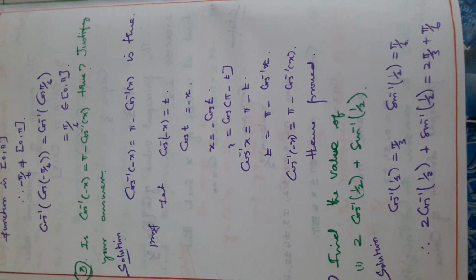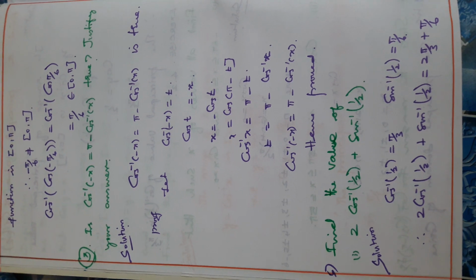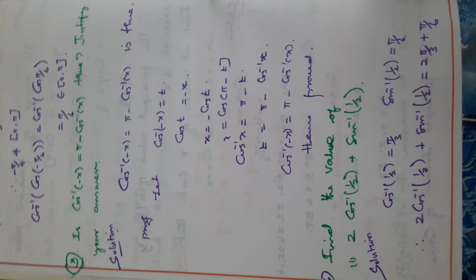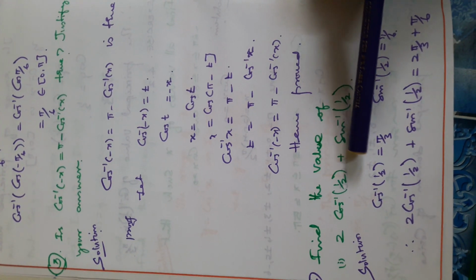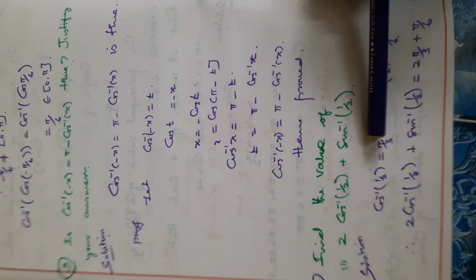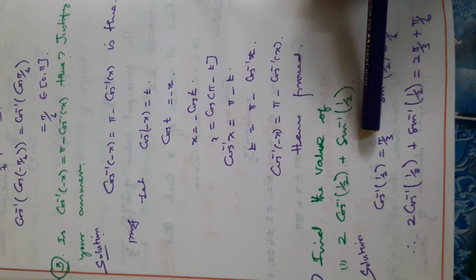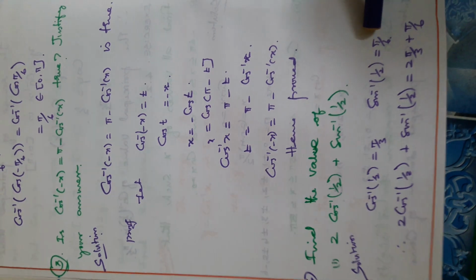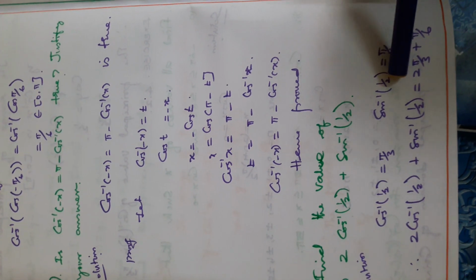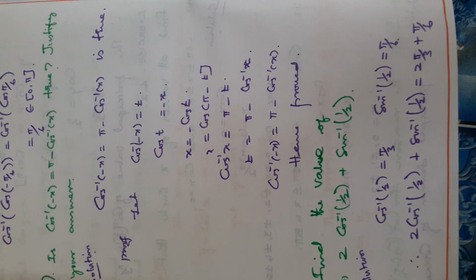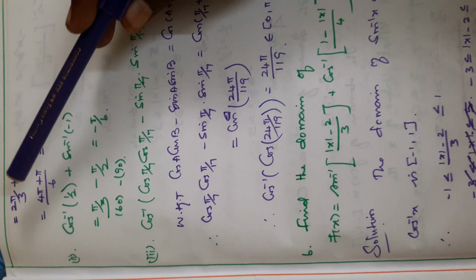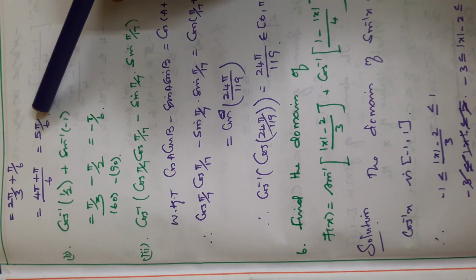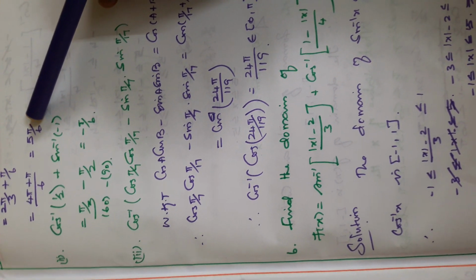Next one is a similar type of question. It's very simple. Find the value of 2 cos inverse 1 by 2 plus sin inverse 1 by 2. So cos inverse 1 by 2 is nothing but pi by 3. From the table value, sin inverse 1 by 2 is pi by 6. So the answer will be 2 pi by 3 plus pi by 6, which becomes 5 pi by 6. So your final answer is 5 pi by 6.